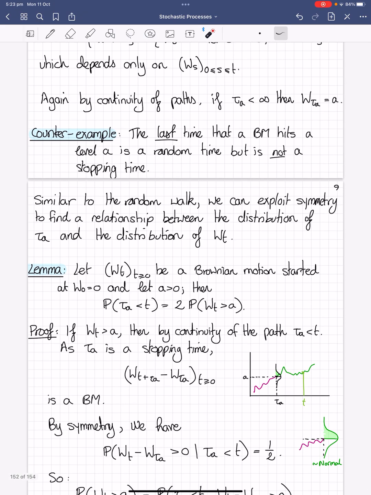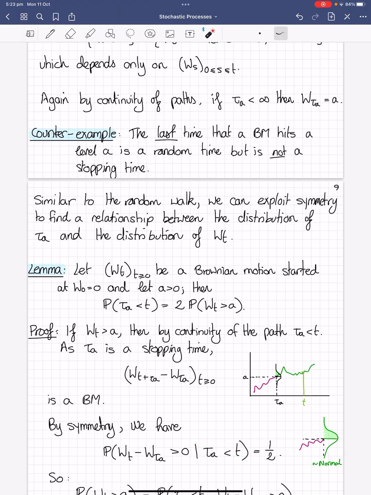Now, by symmetry, since this is again a Brownian motion, it has normally distributed increments. Then the probability of this increment being greater than 0, given that tau a is before time t, is going to be equal to a half.